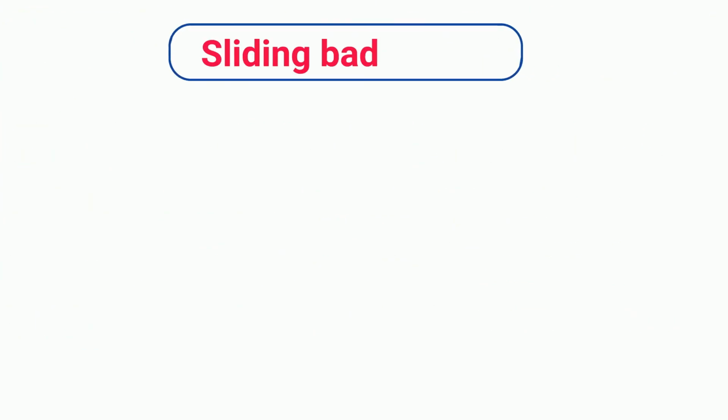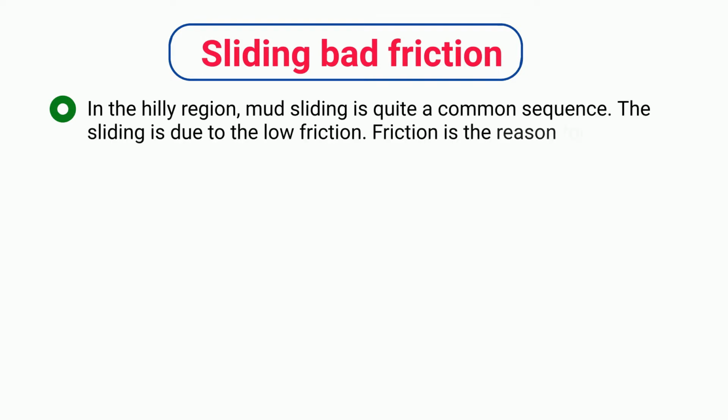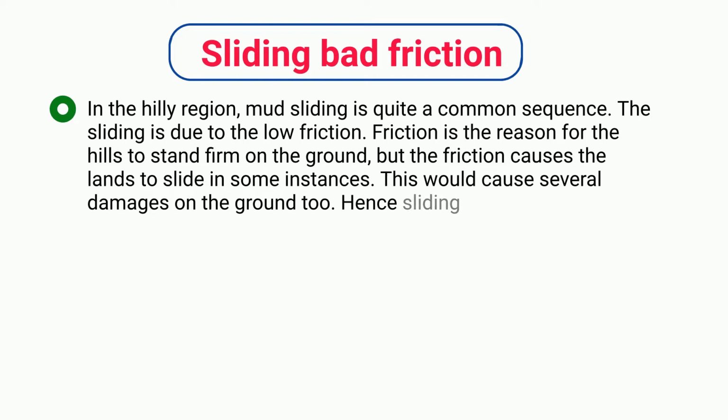Sliding bad friction. In the hilly region, mud sliding is quite a common occurrence. The sliding is due to low friction. Friction is the reason for the hills to stand firm on the ground, but the friction causes the lands to slide in some instances. This would cause several damages on the ground too. Hence sliding is considered bad friction.